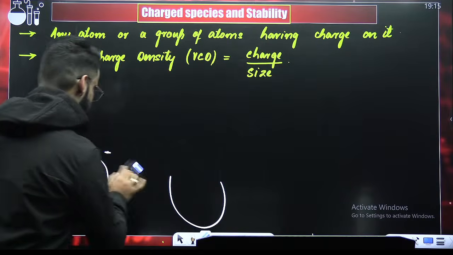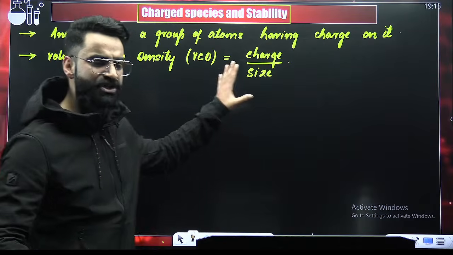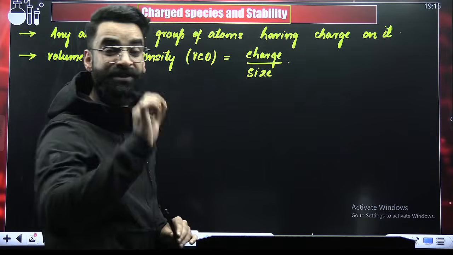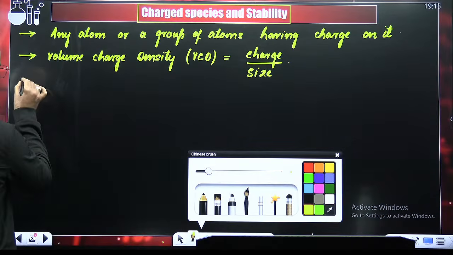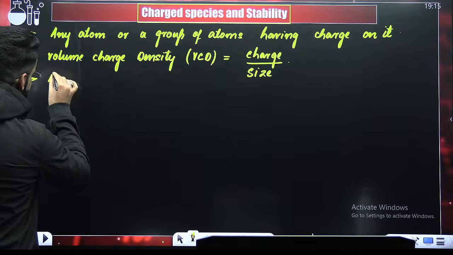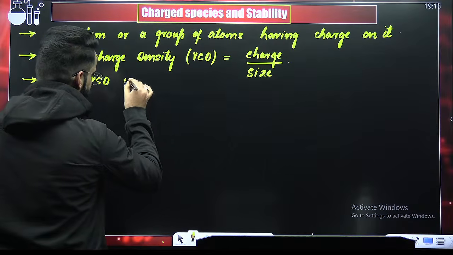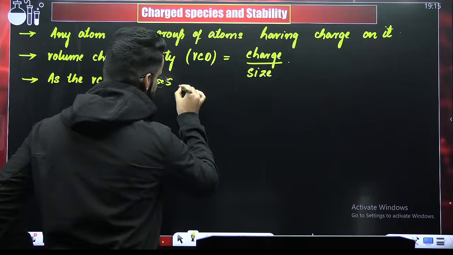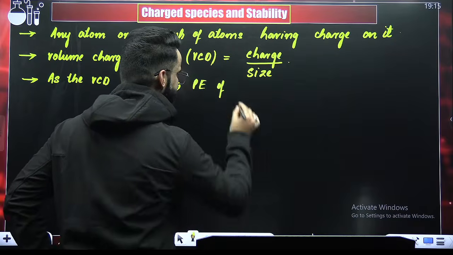So volume charge density, which we define for the charged species, is the ratio of charge on the species to that of size of the species. Now let's try to link this term volume charge density with the stability. My dear students, remember one simple term from now onwards, which I'll be using in the entire chapter. Remember, as the volume charge density of a species increases, the potential energy of the species increases.